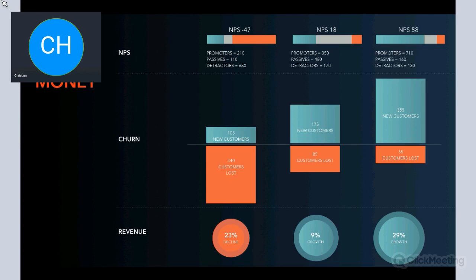But if you had a Net Promoter Score of 18, it wouldn't be a decline anymore, then it would be a growth of 9%. And if you have a Net Promoter Score of 58, it will be a 29% growth. So why are those calculations so important? Why is it so important to show me the money?